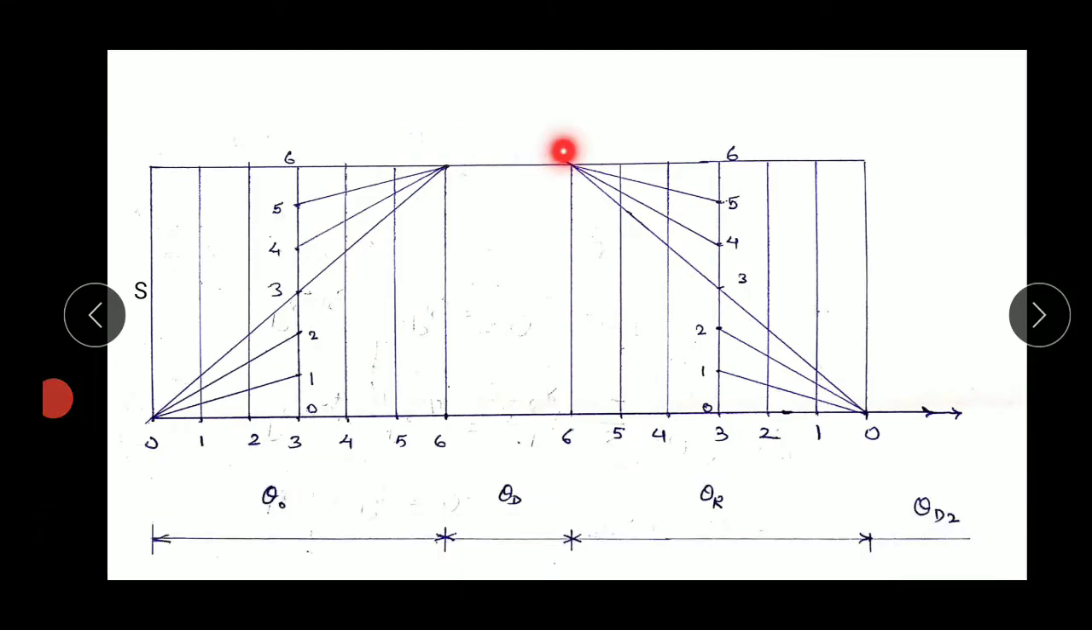starting from this point, join 5, then join 4, then join 3. Once you reach the center point, now you have to choose the other half part. So join 3 with 0 over here, join 0 with 2, join 0 with 1 and so on.